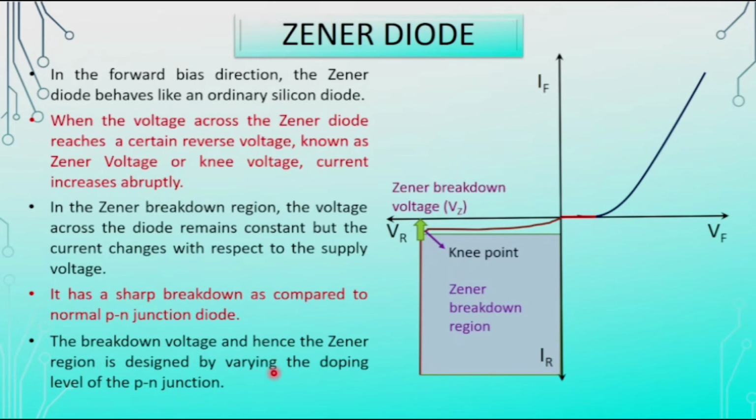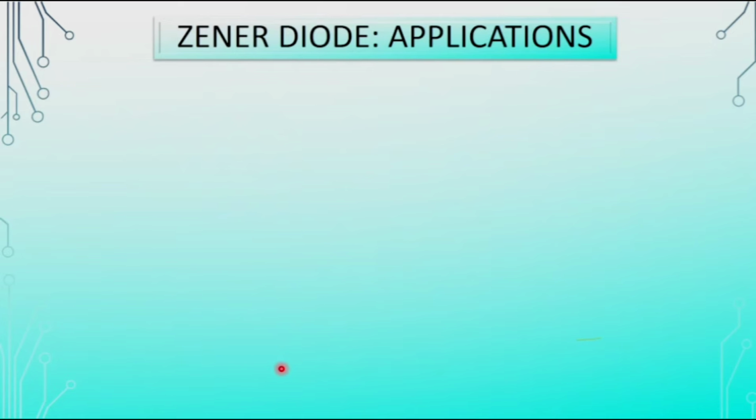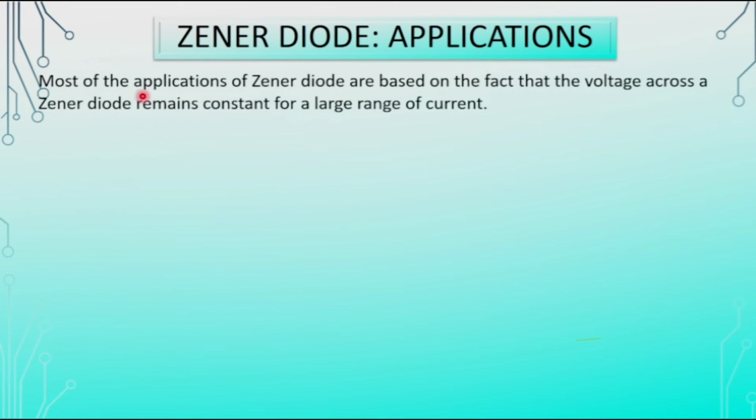What are the applications of this Zener diode? Most of the applications of Zener diode are based on the fact that the voltage across a Zener diode remains constant for a large range of current. Just now we have seen in the previous slide that from I minimum to I maximum, for all the values of current we are getting a constant value of voltage. That means the voltage remains constant for a large range of current. Most of the applications are based on this fact.